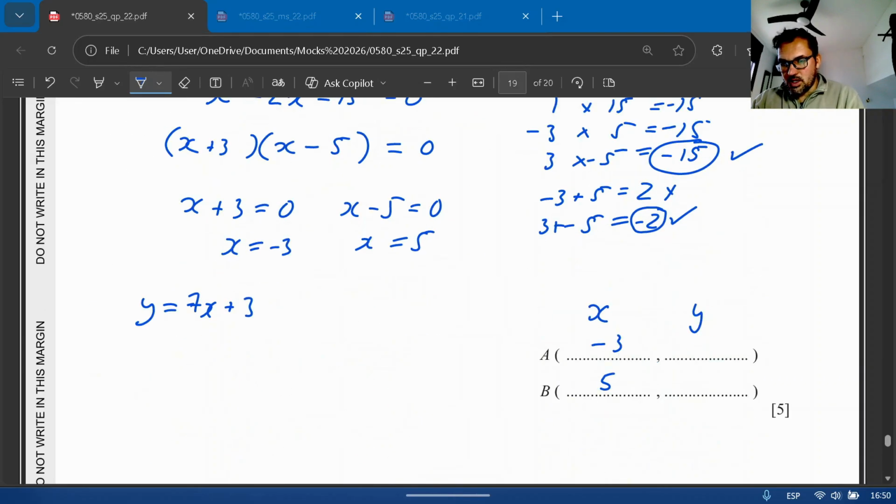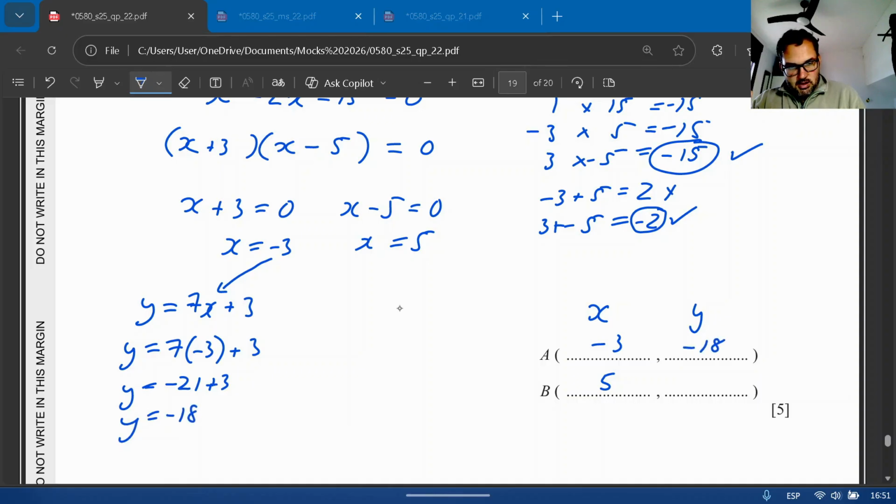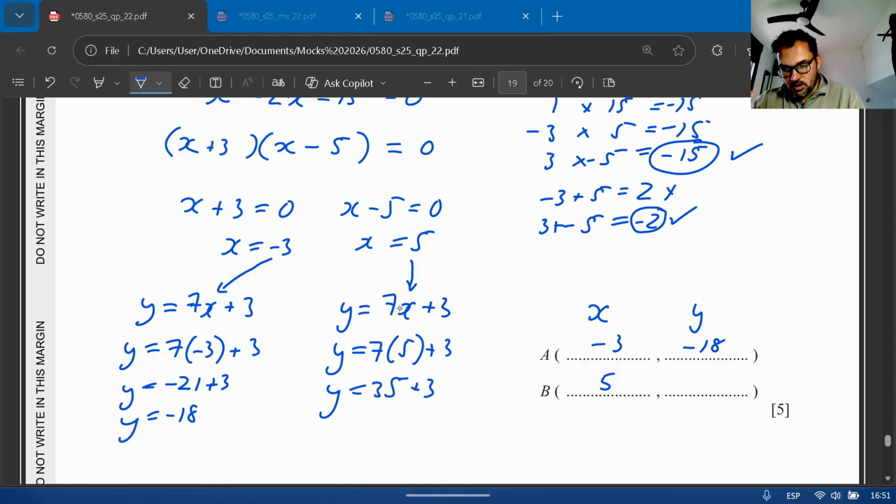Right, so all we need to do is put the x value in there. So y is 7 times minus 3 plus 3. That will give us minus 21 plus 3. Yes, that's what it was, wasn't it? Minus 18. So that's minus 18. And we do the same with this one. We take that equation, put the 5 there. So it's 7 times 5 plus 3. That will give us 35 plus 3. And that was the right answer, remember?